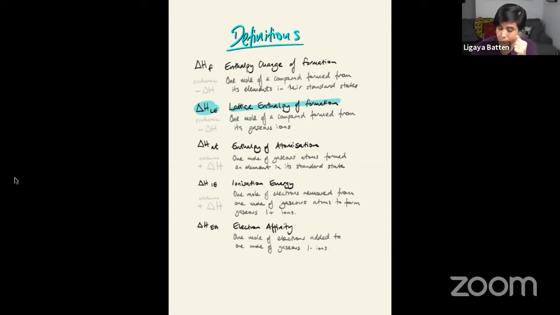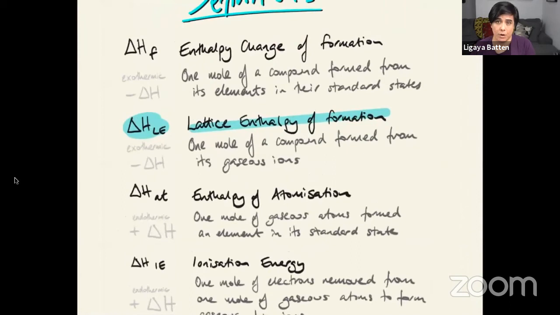So, for example, if I was to write an equation for the lattice enthalpy of formation of sodium chloride, I need to be making 1 mole of that compound, which is sodium chloride, from its gaseous ions, which is sodium and chlorine. With state symbols, we've got gaseous on the left-hand side and solid on the right-hand side. So each of these definitions is not just a definition, but you can actually write a chemical equation that matches that definition.